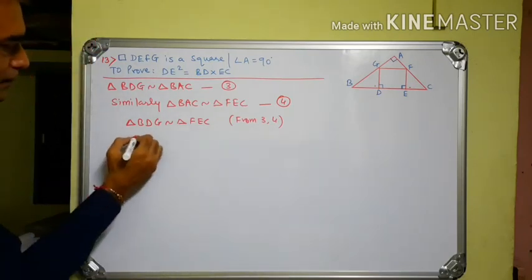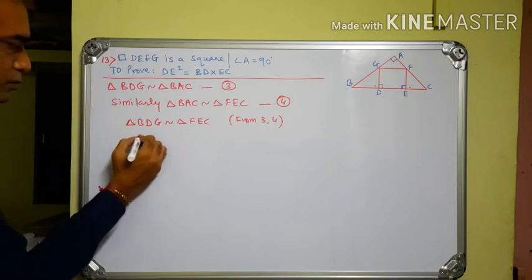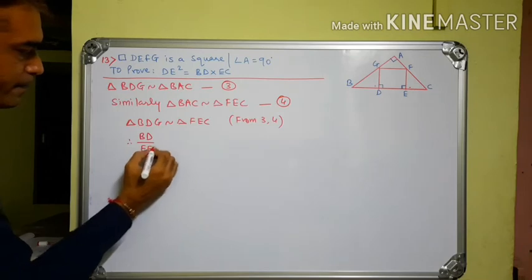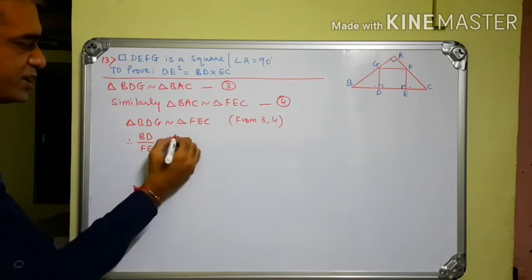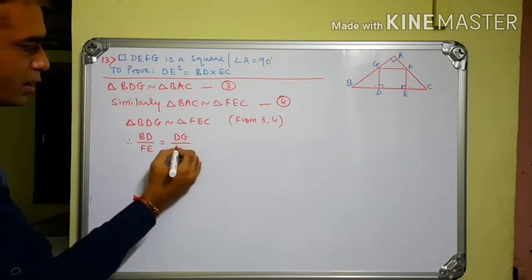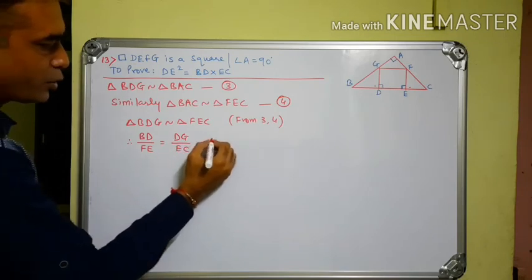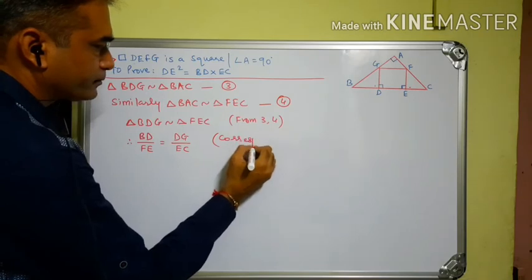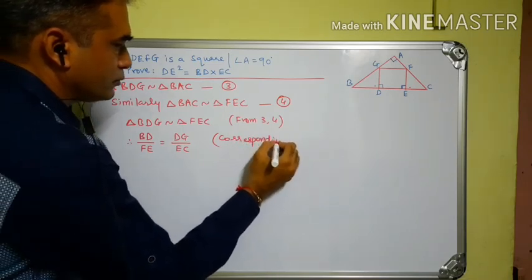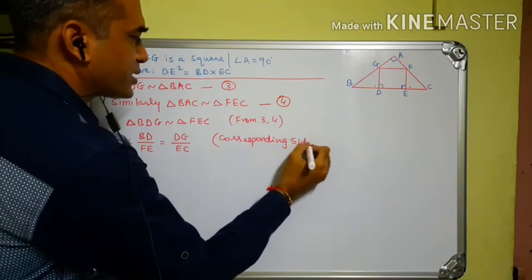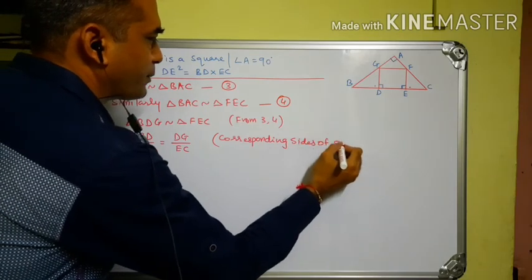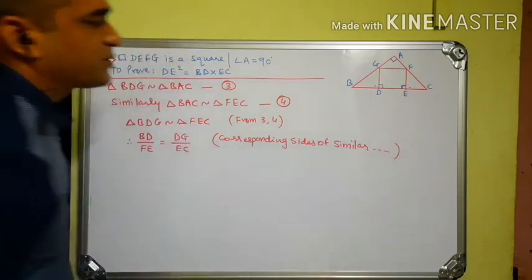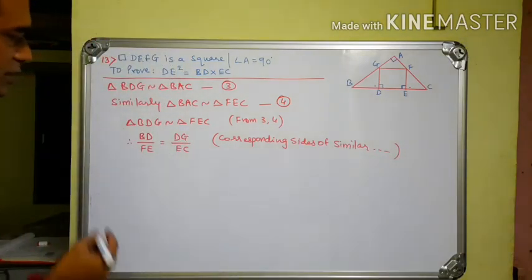Now the two triangles are similar, so the corresponding sides are proportional. What sides we need? Therefore BD upon FE equals DG upon EC, because corresponding sides of similar triangles are proportional.